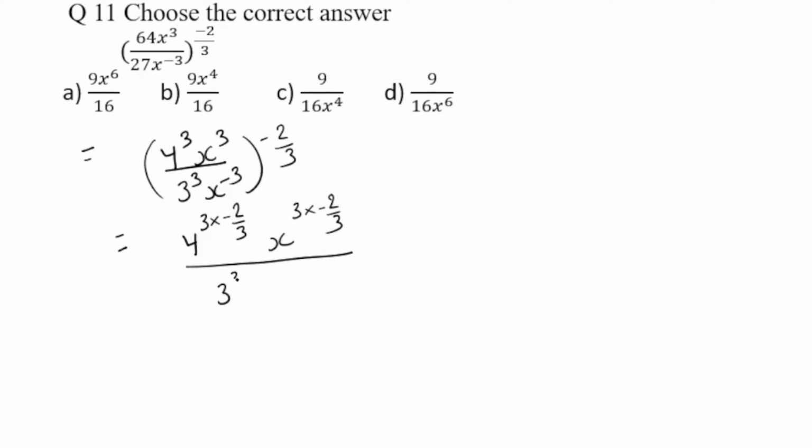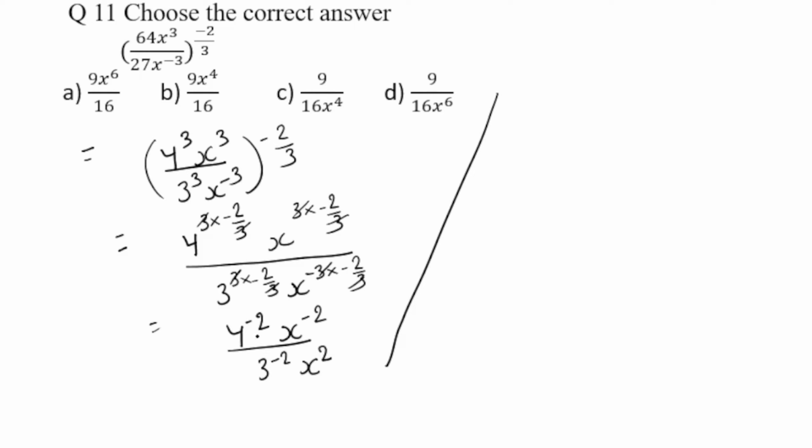3 to the power 3 multiply minus 2 by 3. X to the power minus 3 multiply minus 2 by 3. This 3 3 cancel, 3 3 cancel. On denominator this 3 3 cancel, this 3 3 cancel. 4 to the power minus 2, x to the power minus 2. 3 to the power minus 2, x to the power. This negative and negative multiply, that makes positive. From these steps, it just looks like question number 2.